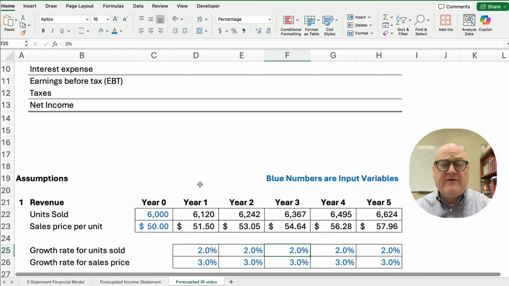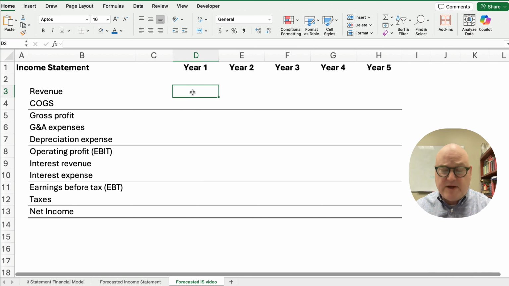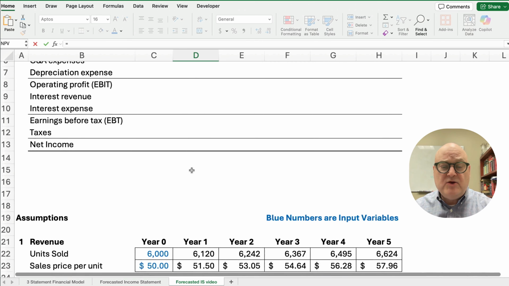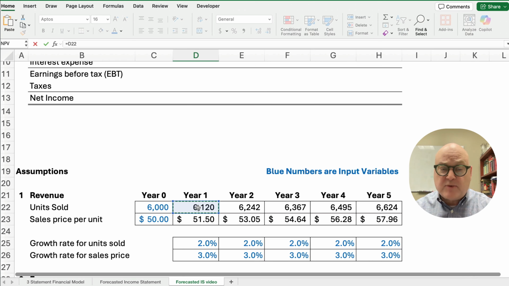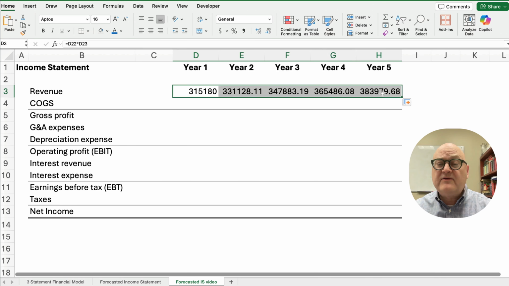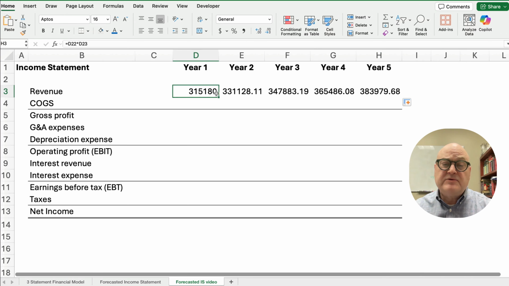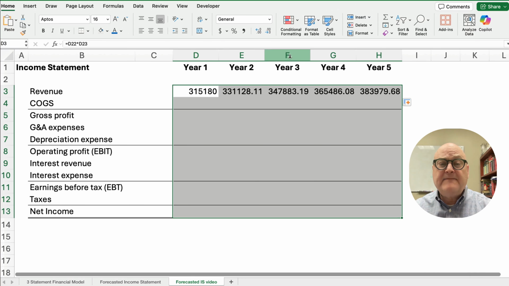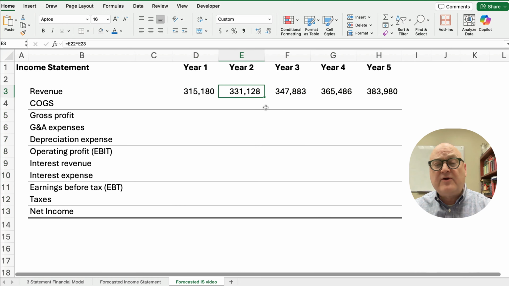So now we have revenue. So let's go to the very top. And for year 1, we're going to take the units times the price. And so what we'll have is our total revenues will be something like 315,180. I'm going to copy this across, and we're going to have numbers we need to format. So let's highlight everything. Let's comma and then get rid of the decimals. We don't need the pennies. And so we have 315,000. It grows to 331, 347, and so on.